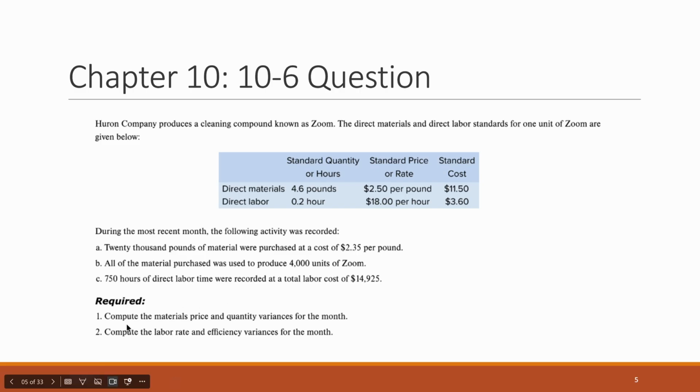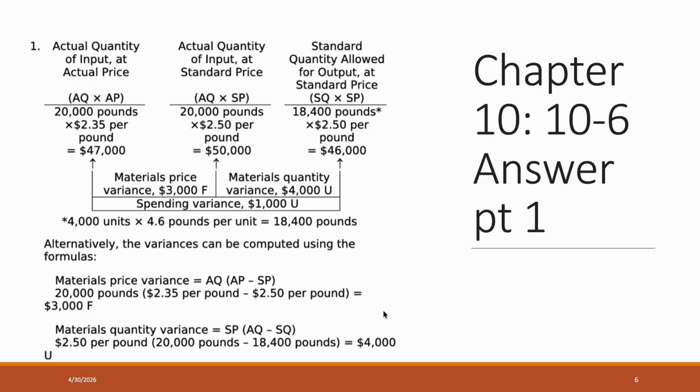So, what are we required to do here? We are required to compute the materials price and quantity variances for the month, and we're also required to compute the labor rate and efficiency variances for the month. So we're going to start with 1 here. We're going to be computing the price variance and the quantity variance for just the direct materials. So how are we going to do that?